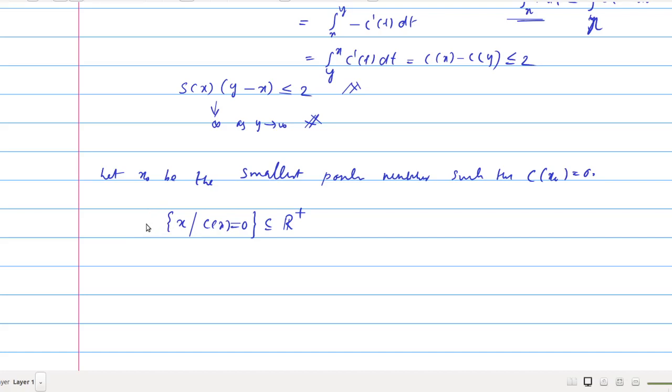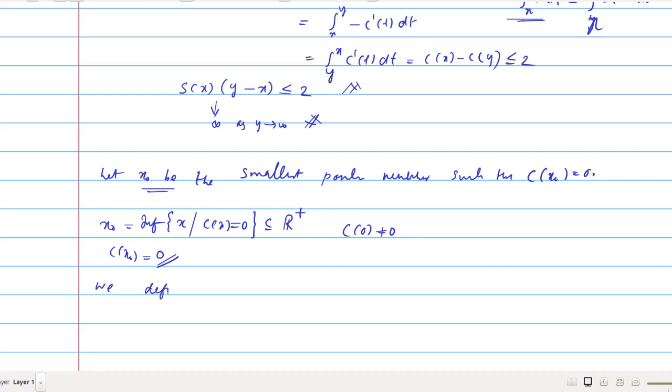If you consider the infimum of the set, and call it x naught, then we know that c of x naught is also 0 because c is continuous. So the infimum exists and c of x naught equals 0, so you can easily get this number. Let x naught be the smallest positive real number such that c of x naught is equal to 0. We know that c of 0 is not equal to 0, so that's why we call this set bounded below.